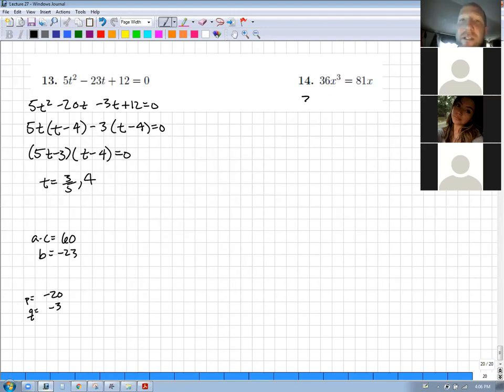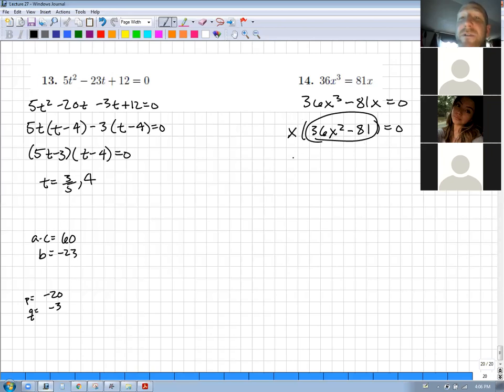This guy over here, let's get everything to one side. We can definitely factor out x, right? Is 81 divisible by 36? No. Let's just factor out our x here. This is x times 36x squared minus 81. So we need to factor this.